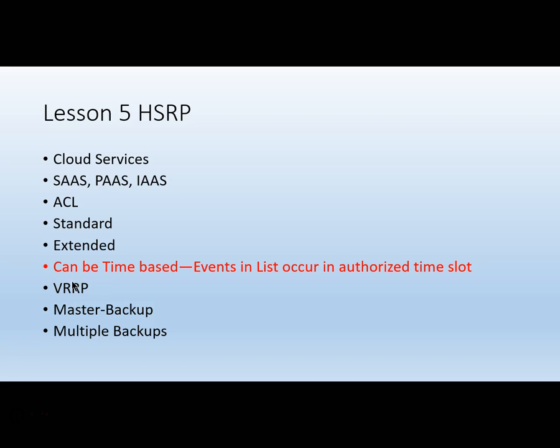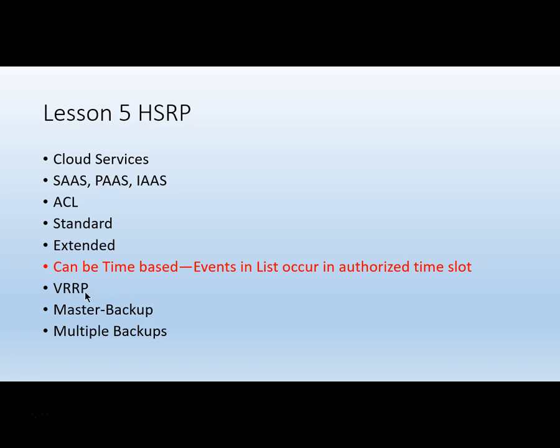VRRP, Virtual Redundant Routing Protocol, is the standard. It uses a master and a backup. And in this one, unlike HSRP, which could only have one router that was not in the active state, in the standby state, this one can have multiple backups. And same thing, the active one goes down, the backup takes over.